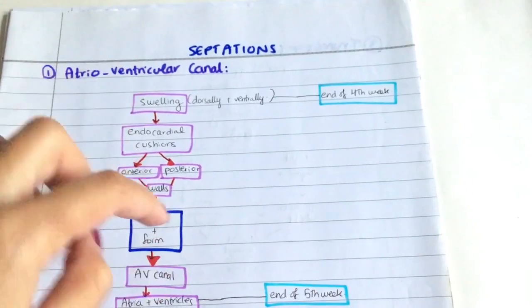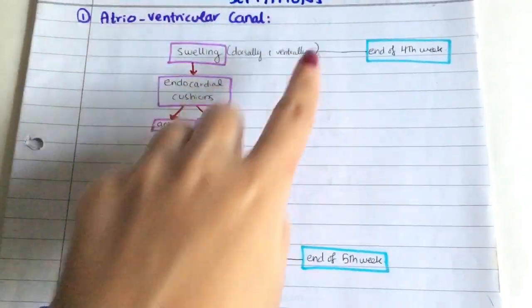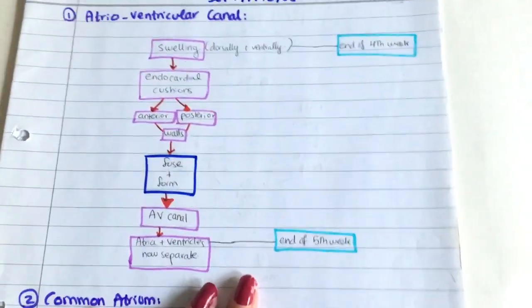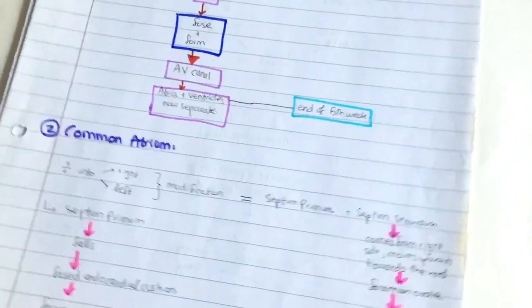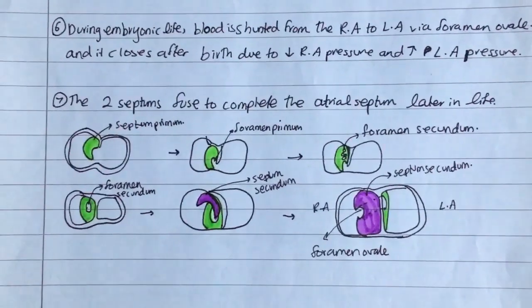So their anterior and posterior walls fuse and form the AV canal, the atrioventricular canal, and now your atrium and ventricles are now separate, okay? So this just happens in a span of like 1 week. Okay, now you have the common atrium. So basically, just follow through these drawings.